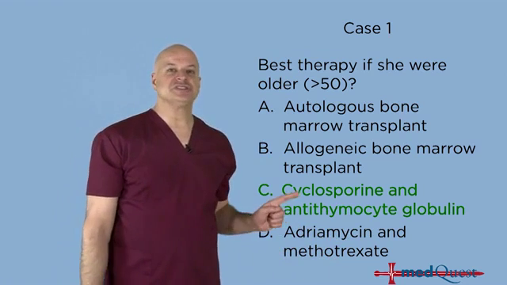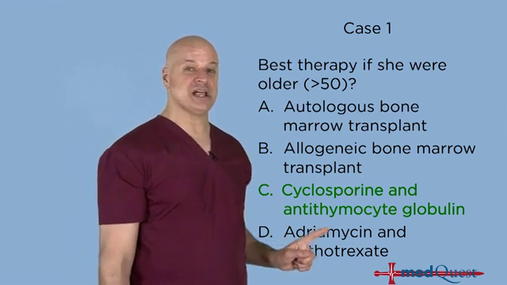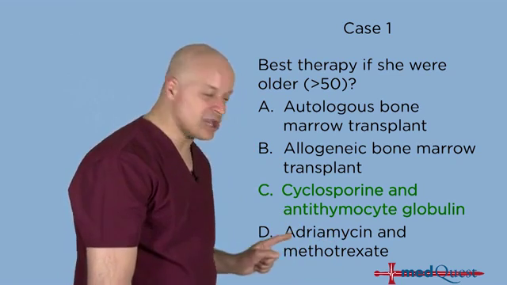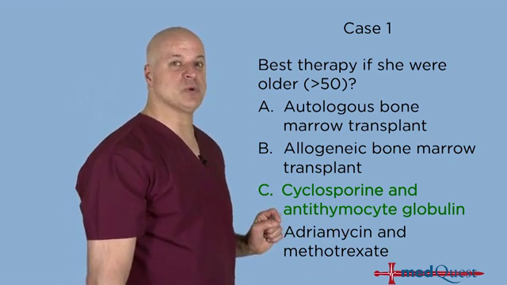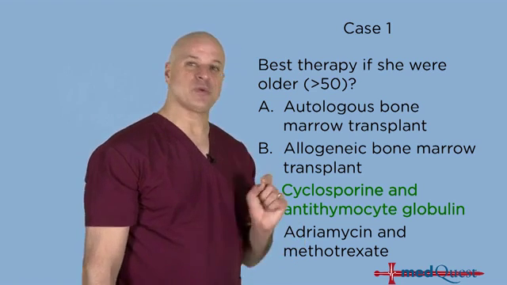So cyclosporin stops the T cells, and anti-thymocyte globulin, anti-T cell globulin. This is what we use to prevent organ transplant rejection, and this is what we're going to do to prevent or control aplastic anemia. And believe it or not, it actually really works.